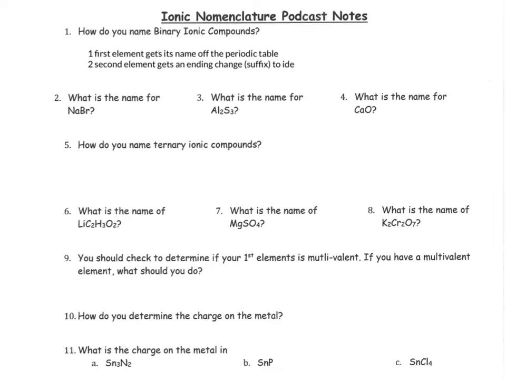And it's not always a perfect system. It doesn't always work out. So that's why practice and getting yourself familiar with how the endings change can help you out. Okay, so the next one here is, what's the name for this compound? So here I have the first element getting its name, sodium, and the second one, which would normally be bromine, is going to be bromide.